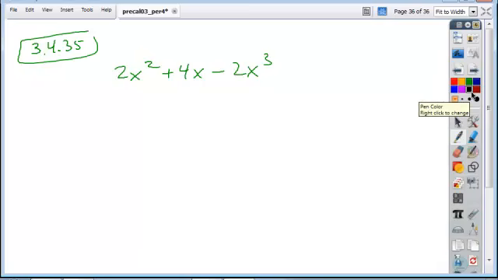For 35, it's one of the few problems that you need to completely arrange in standard form before you solve it. Okay, so that's always your first step. My suggestion would be put it in standard form. So I'll write my highest degree term first.